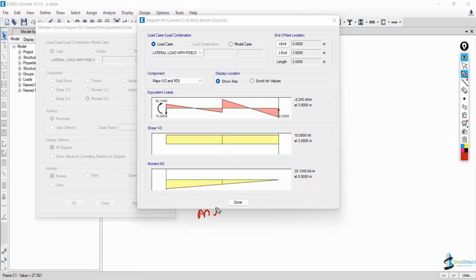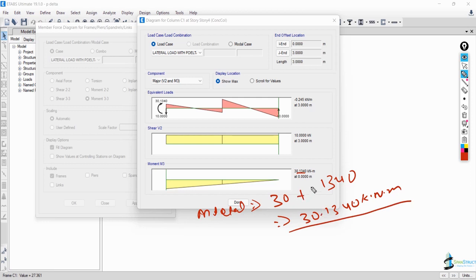If I give it as M total, it will be the primary moment, which is 30 kilonewton meter, plus the additional moment of 0.1340 here. When you add it, you get 30.1340, which is caused by P-delta. The extra moment of 0.1340 we are getting now, we can call it the secondary moment, and this moment is caused only by the P-delta effect.